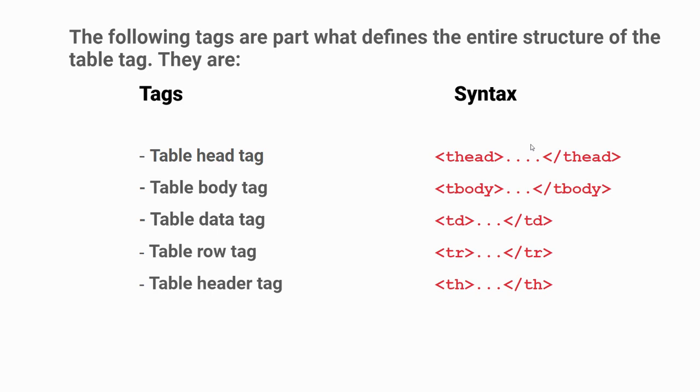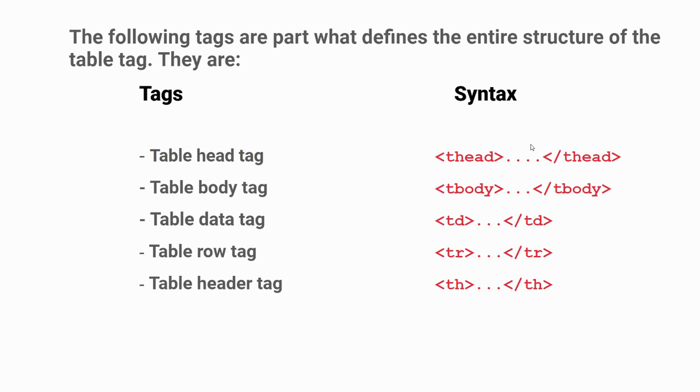Just take the Microsoft Excel package as an instance. It has rows and columns that people use to arrange information. That's how the table tag works. So the first tag is the table head tag, which we can see the syntax by the side. It's a multi-tag and it has the thead enclosed in the braces.